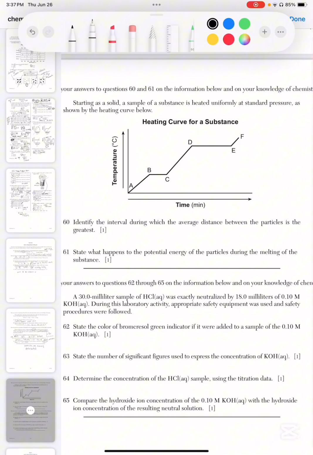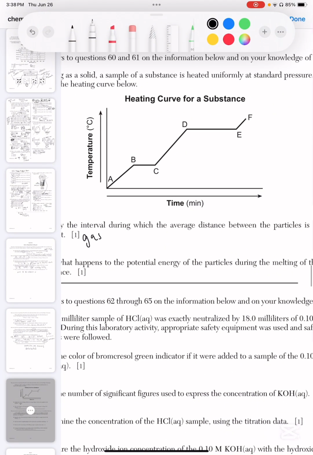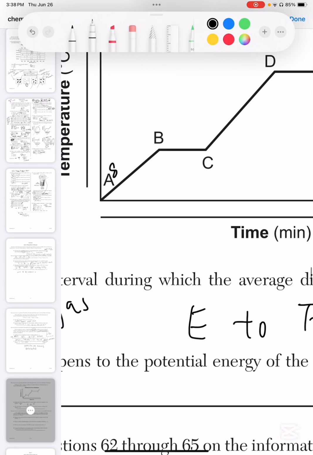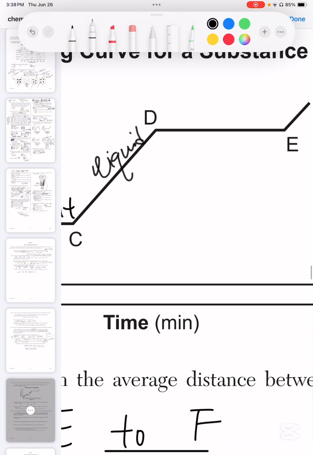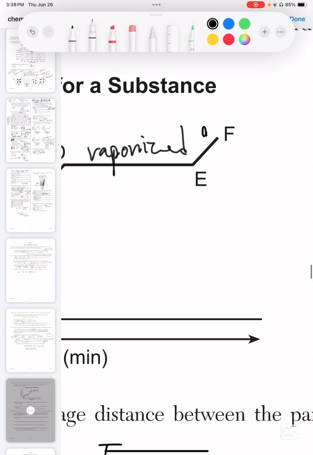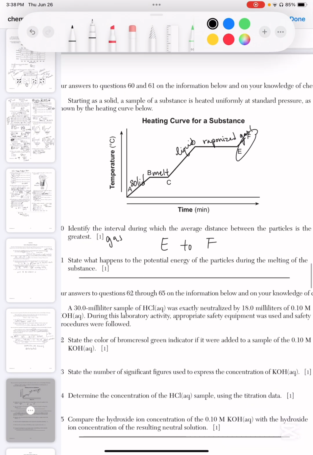Average distance between the particles. So this is the gas phase, asking for where it's in the gaseous phase. That'd be E to F. So it starts as a solid, right? It's a solid, and then it's melting. It's a liquid, and it's being vaporized. And then it's a gas. So it's E to F here is where it's a gas.